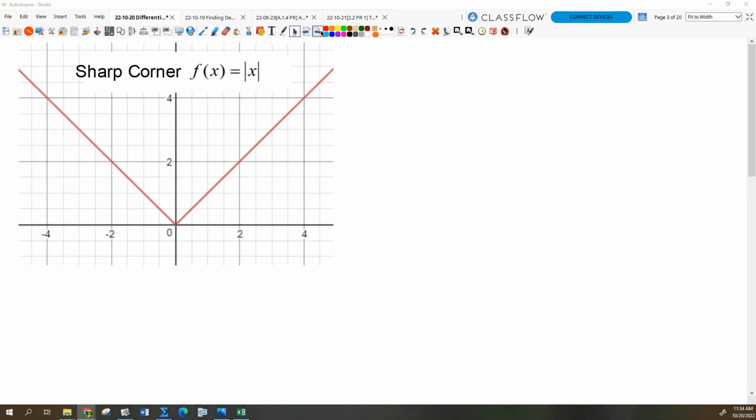Sharp corner. So we know the derivative doesn't exist there, right? Here's how we can sort of defend that, show why that's the way it is. If we rewrite f of x as a piecewise function, you guys tell me real quick, this is good review. What is the absolute value of x as a piecewise function?